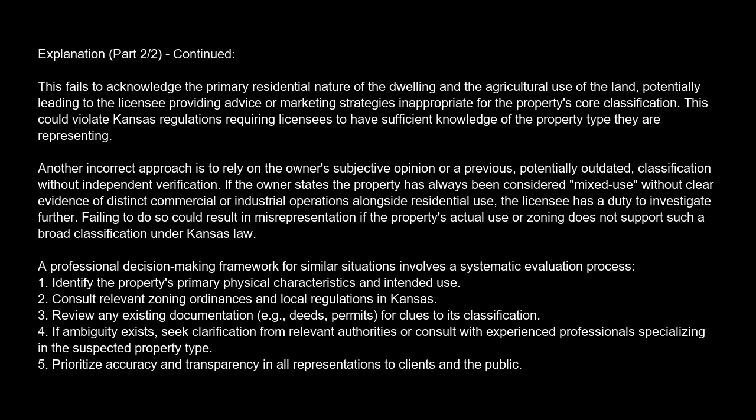A professional decision-making framework for similar situations involves a systematic evaluation process. 1. Identify the property's primary physical characteristics and intended use. 2. Consult relevant zoning ordinances and local regulations in Kansas. 3. Review any existing documentation, e.g., deeds, permits, for clues to its classification. 4. If ambiguity exists, seek clarification from relevant authorities or consult with experienced professionals specializing in the suspected property type. 5. Prioritize accuracy and transparency in all representations to clients and the public.